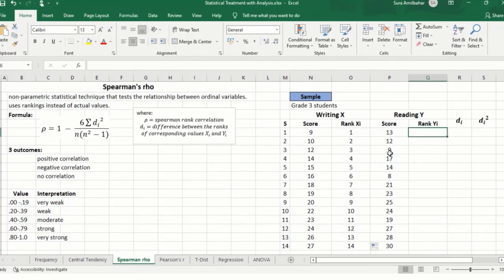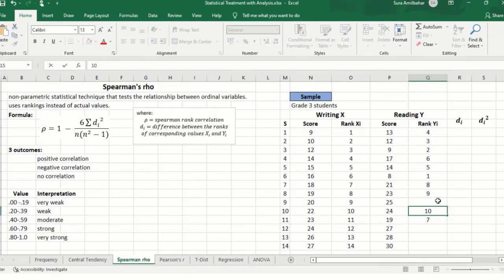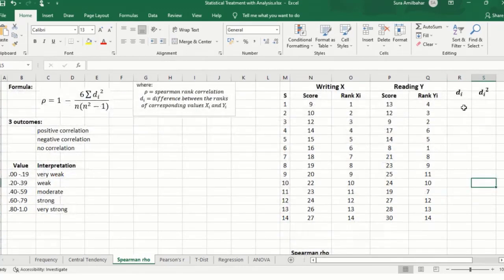Okay, so ito naman ang i-rank natin, ang Y. So, pinakamababa ang 8. So, 1, 2, 3, 4, 5, 6, 7, and so on up to 12, 13, 14. Okay. So, yan yung rank natin.